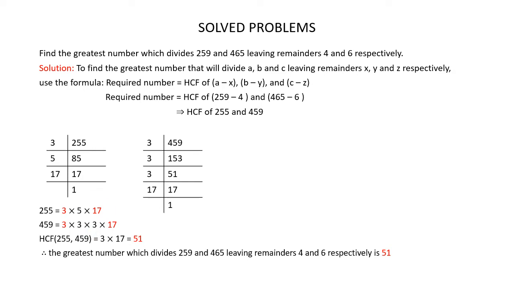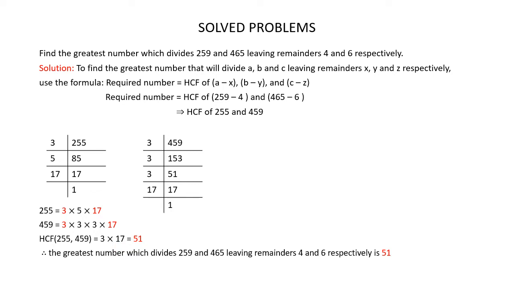When you look at these factors, you will notice that the common factors are 3 and 17. So HCF of 255 and 459 is equal to 3 multiplied by 17, which is 51. So the required number is 51.